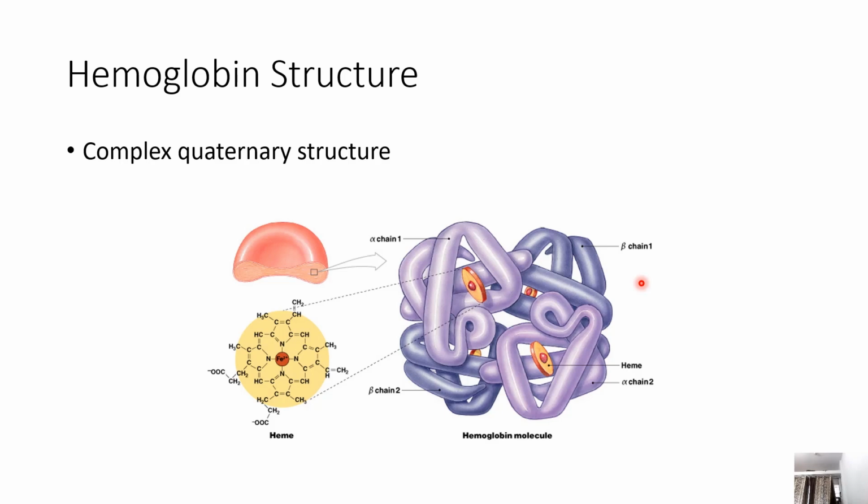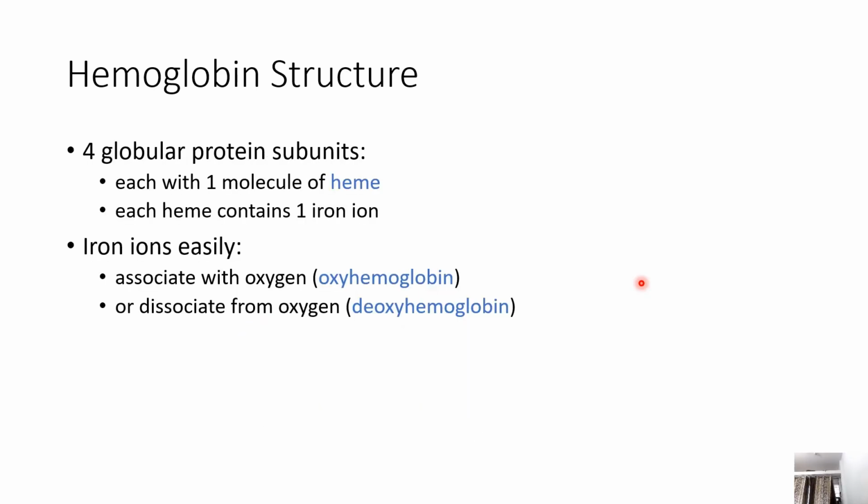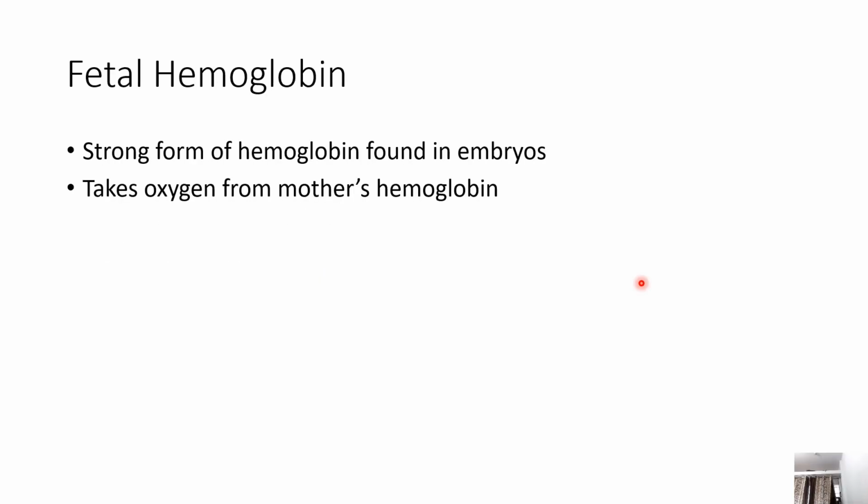This is the hemoglobin structure. It's a complex quaternary structure. If you can see from the figure, alpha chain 1, alpha chain 2, beta chain 2, beta chain 1. Four globular protein subunits, each with one molecule of heme. Each heme contains one iron ion. Iron ions easily bind with oxygen, oxyhemoglobin, or dissociate from oxygen, deoxyhemoglobin.